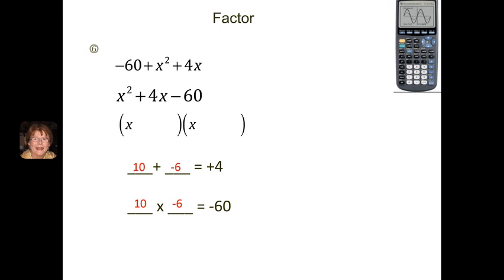So the two numbers are positive 10 and negative 6. When I add them, it gives me positive 4. When I multiply them, it gives me negative 60. Now I know what my factors are. My factors are x plus 10, x minus 6.